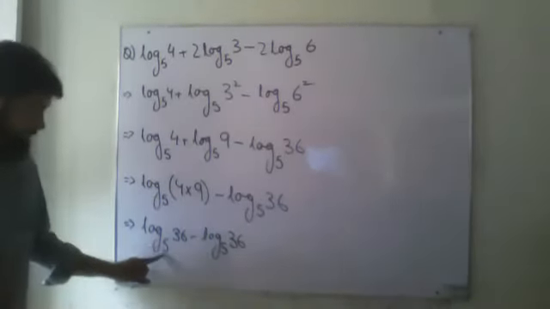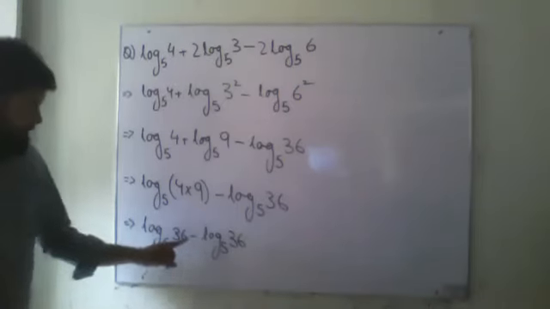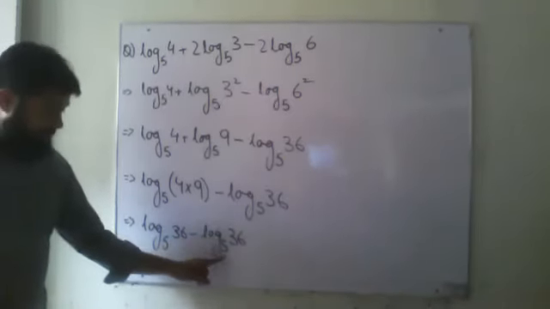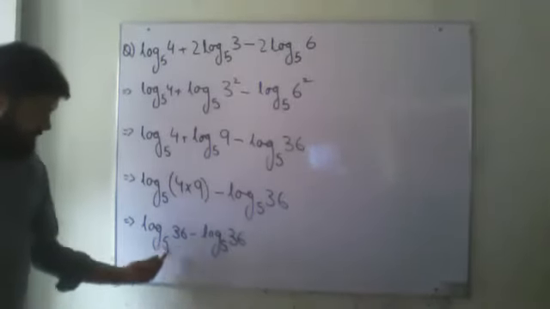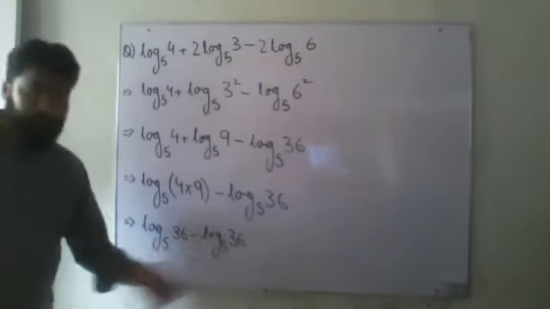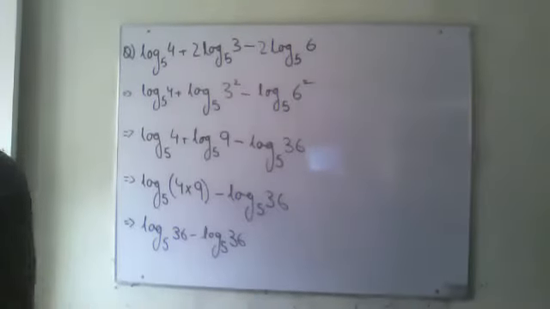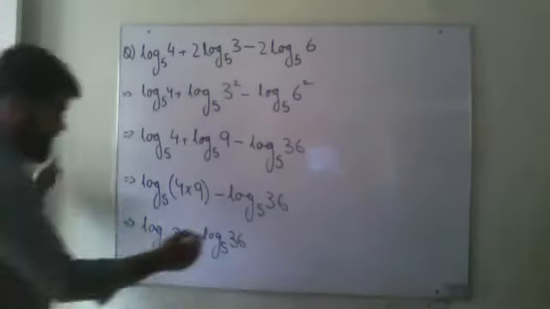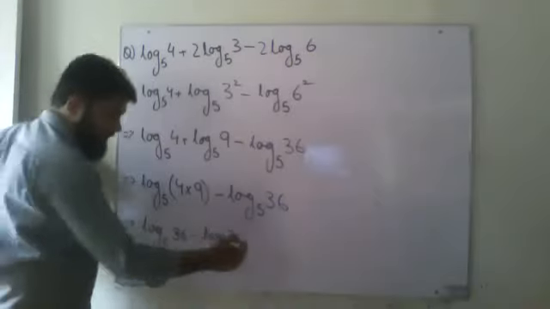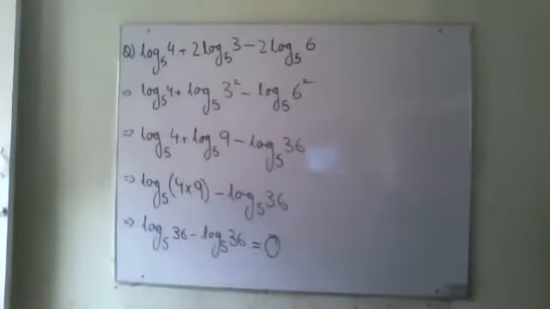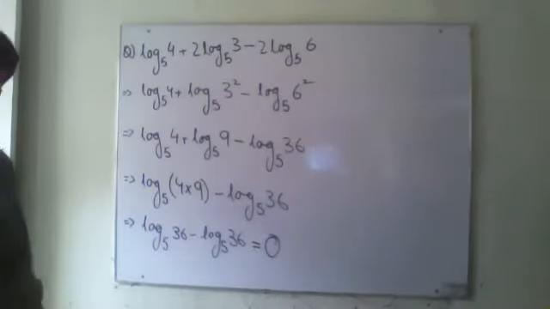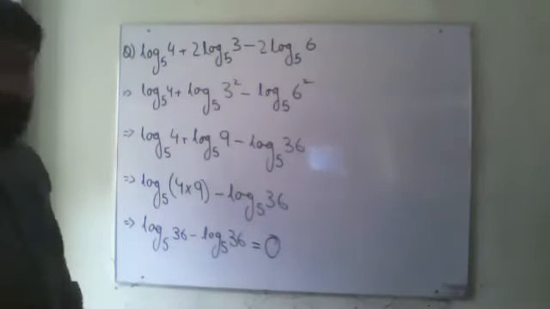Log is same, base is same, multiple is same. Like log, base, multiple, everything is same. They are in the negatives. There is a negative over there, so the final result will become 0. You can write it directly. But if you want to solve it, say, no sir, I want to solve it completely with log.